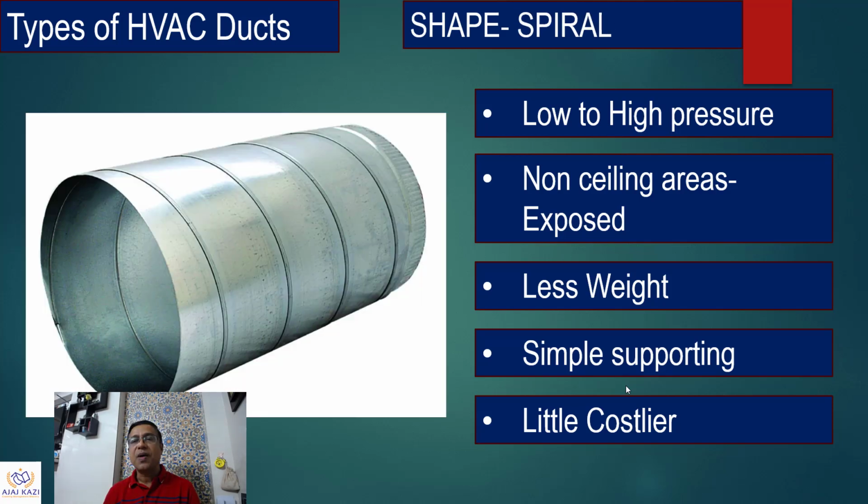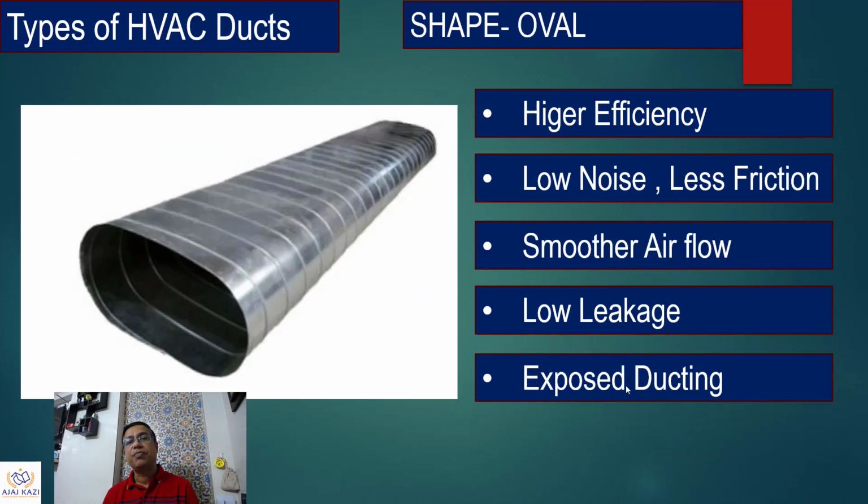Then we have spiral. Spiral is again low to high pressure. Again they're used for non-ceiling areas, less weight, simple supporting. Again they are costlier. Then we have the oval shape. Again higher efficiency, you can see because of the shape. They are low noise, less friction, smooth airflow, low leakage. They're again used for exposed ducting. You can paint these ducts. I talked about round, oval, spiral. You can paint the duct. You can have any paint on it. So aesthetically, you can do whatever you want because generally they are used for non-ceiling areas.